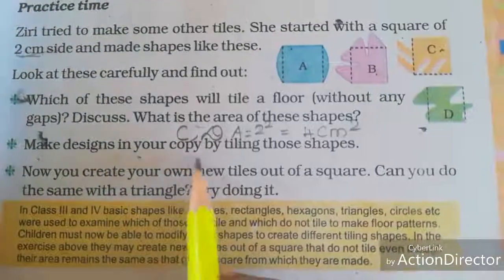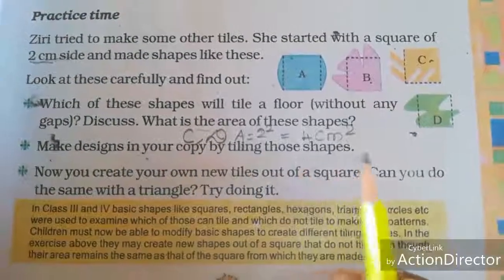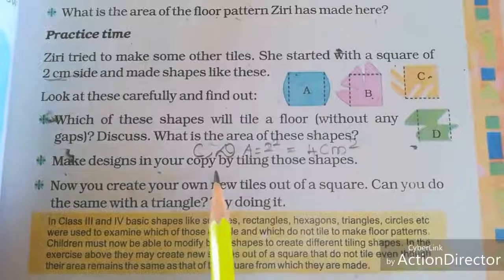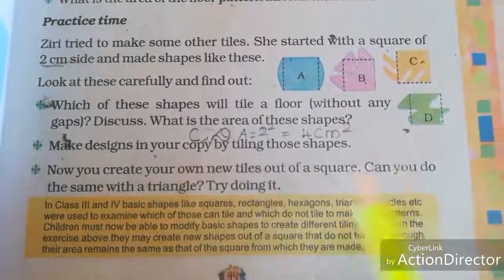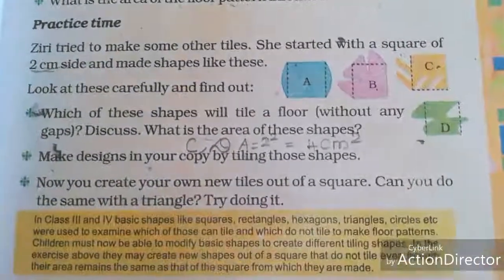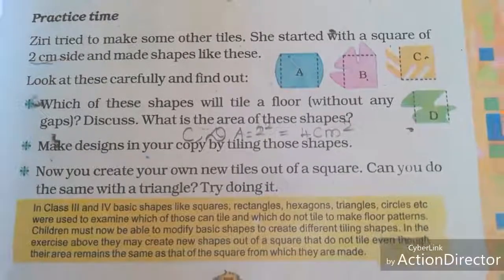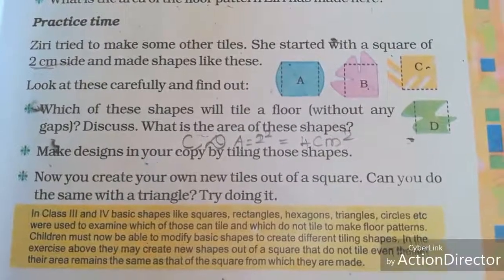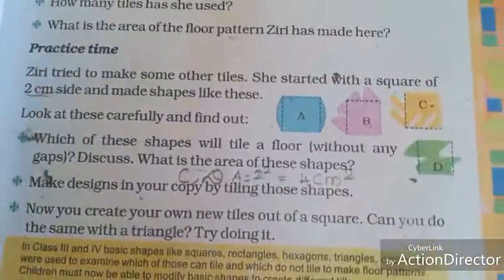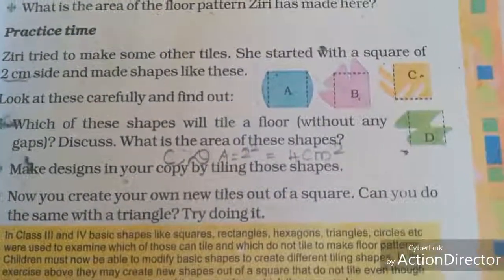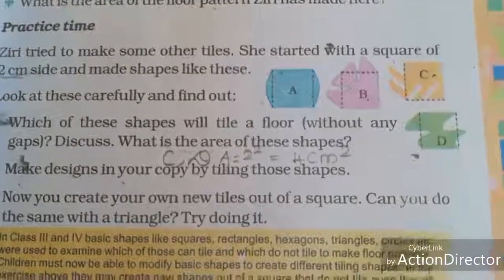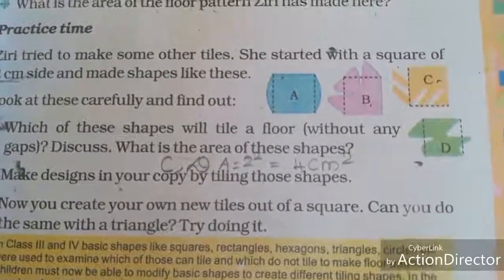Make designs in your copy by tiling those shapes. Now you can create your own new tiles out of a square. Can you do it with the same triangle? Try doing it. You can also make some tiles using the square shape or rectangle shape. You can try in your own way.